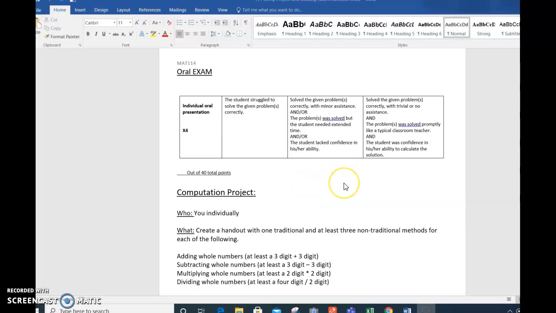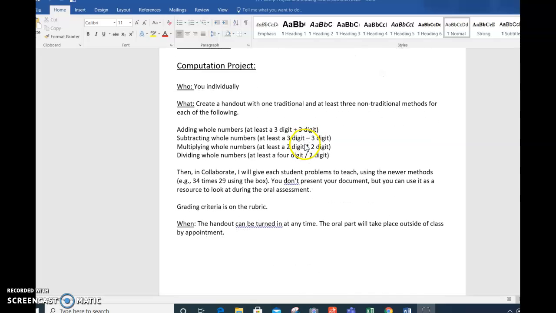Okay, so there is a project in this class, and now that we're done with computation, you can get that done and submitted. And there is an oral part to it as well, and you can read about this in the syllabus. But the computation part you can do individually, or if you want to work with a partner, you can, so up to 2 people.